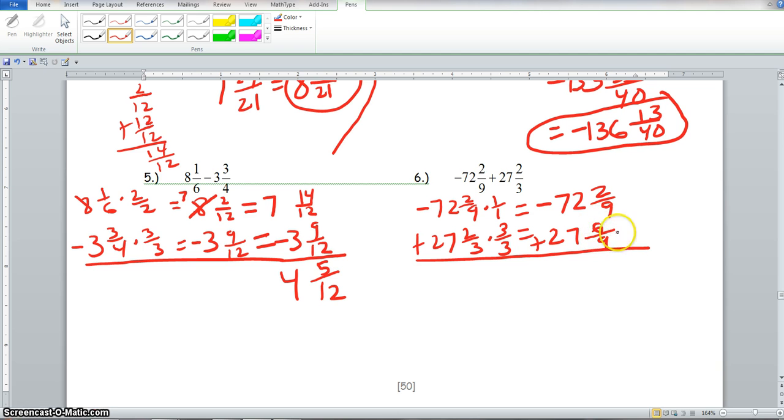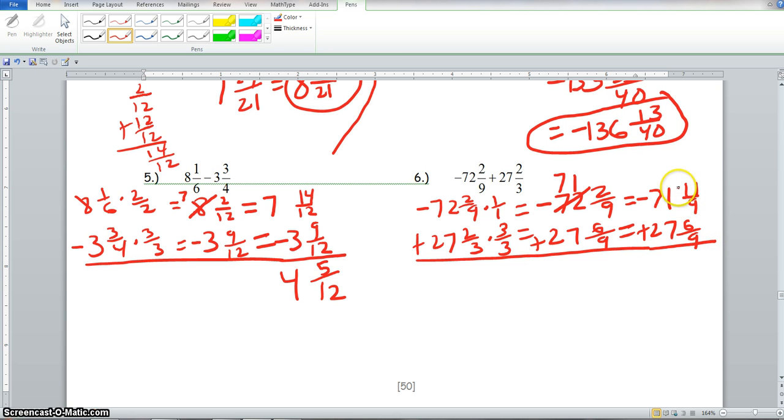Now, if you notice here, this fraction is larger than this fraction, so we will borrow 1 from this 72 here and make that 71. So now, we will have a negative 71, we have positive 27 and 6 ninths. Our denominator will still be 9. And remember what I told you, to find the new numerator, we'll take 9 plus 2, which is 11.